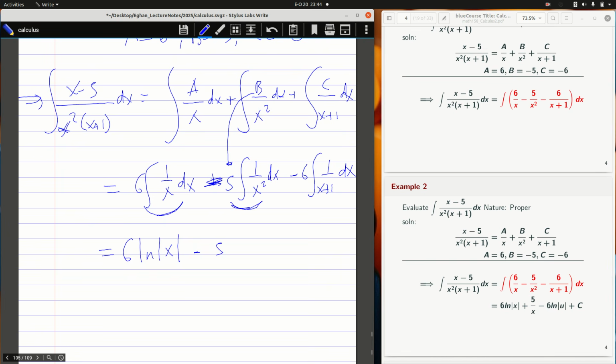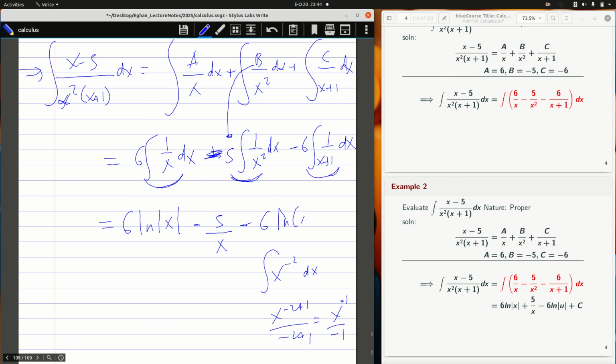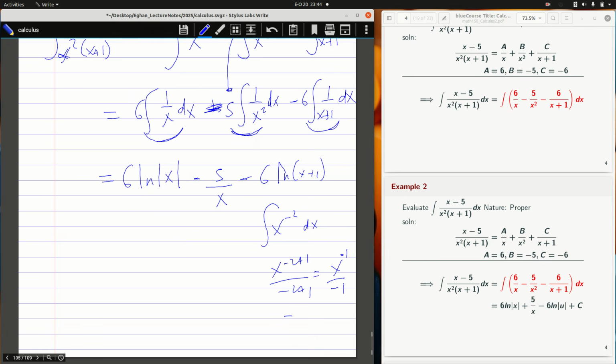This can be written as power rule, -2 dx, okay, which is going to give you x to the -2 plus 1 over -2 plus 1. This gives me x to the -1 over -1, so 5 over x should do. Minus 6 here. This by substitution I should get ln of x plus 1. You can try it out. So this is the same as -x to the -1. This is -1 over x. So that's why I have it here.